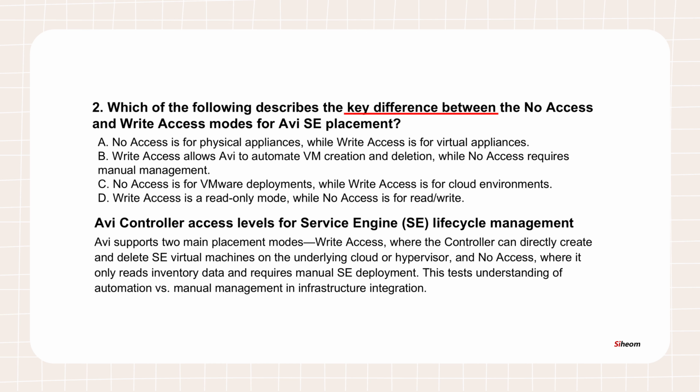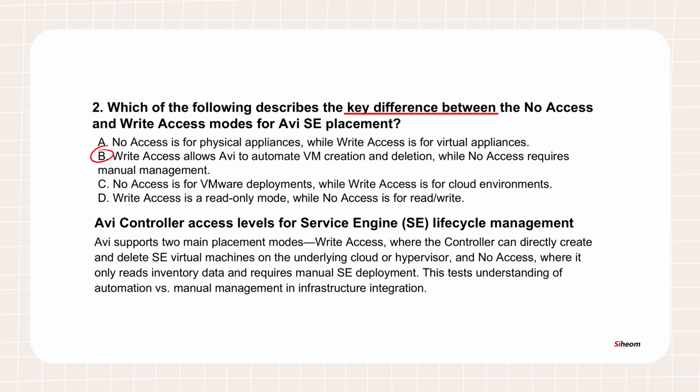Right. And the alternative, no access. With no access, the controller can only look at the inventory. It can see what's there, but it can't make changes. So you, the administrator, have to manually create the SE VMs, configure them, manage their lifecycle. So more manual work, less automation, but tighter security control because the controller's permissions are limited. You got it. It's a fundamental choice. How much automation do you want versus how much control, or maybe how much trust are you willing to extend to the controller? Makes sense. It's an architectural decision right at the start.